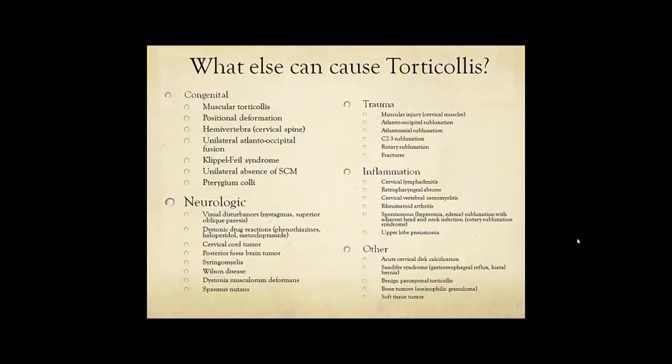So here you see a list of differentials of several things that can cause torticollis in babies, all the way from congenital, neurologic, traumatic, inflammatory, and a few others that don't quite fit into all the other categories. I'm not going to read through all of them, but feel free to come back and review this slide at any time. But this gives you an idea of just how many things can play into the causes of torticollis.